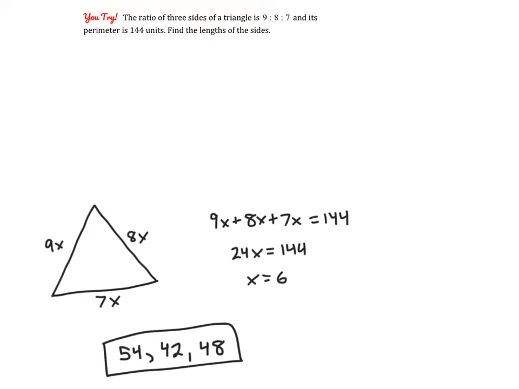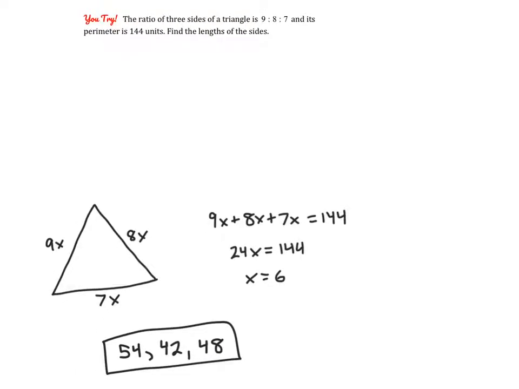Okay, so same idea. We can set up our equation saying 9x plus 8x plus 7x equals 144. So we can solve for x, and x should equal 6, and then we substitute it into each side to get 54, 42, and 48.